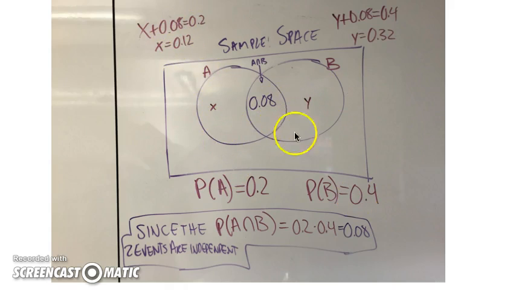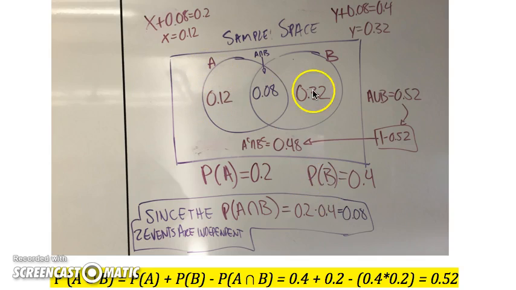In the same way over here, circle B has to add up to 0.4 for the probability. And we know the intersection is 0.08. So this value plus 0.08 have to equal 0.4. So this must be 0.32. We have all of those values filled in. So we know the probability that either occurs will be 0.12 plus 0.08 plus 0.32, or 0.52.